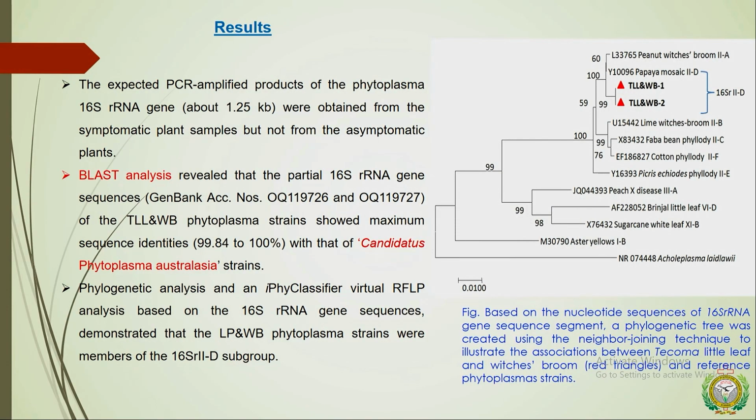Similarly, we submitted the sequence and did phylogeny, BLAST analysis, and virtual RFLP, and all of this confirms that the phytoplasma strain associated with Tecoma belongs to the 16SR II-D subgroup, that is, Candidatus Phytoplasma australasia.